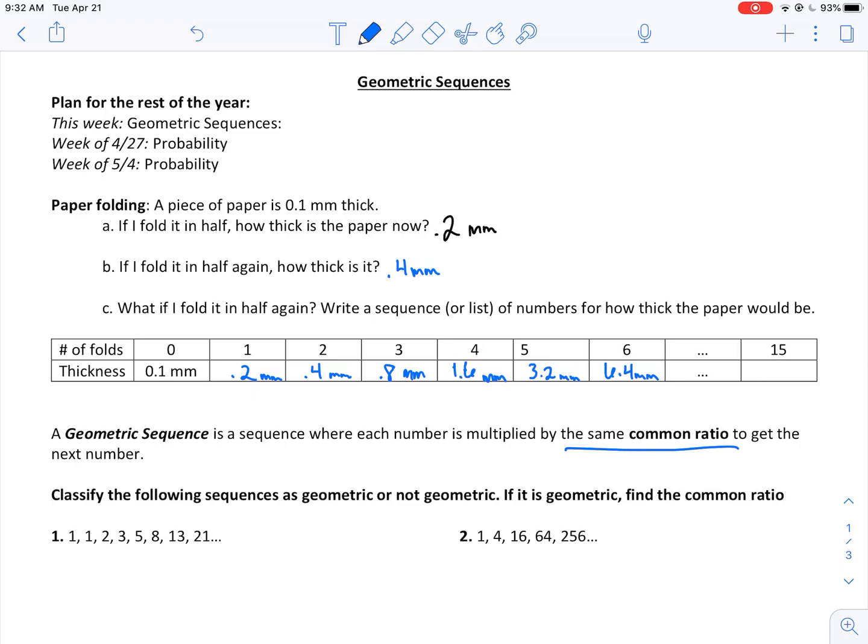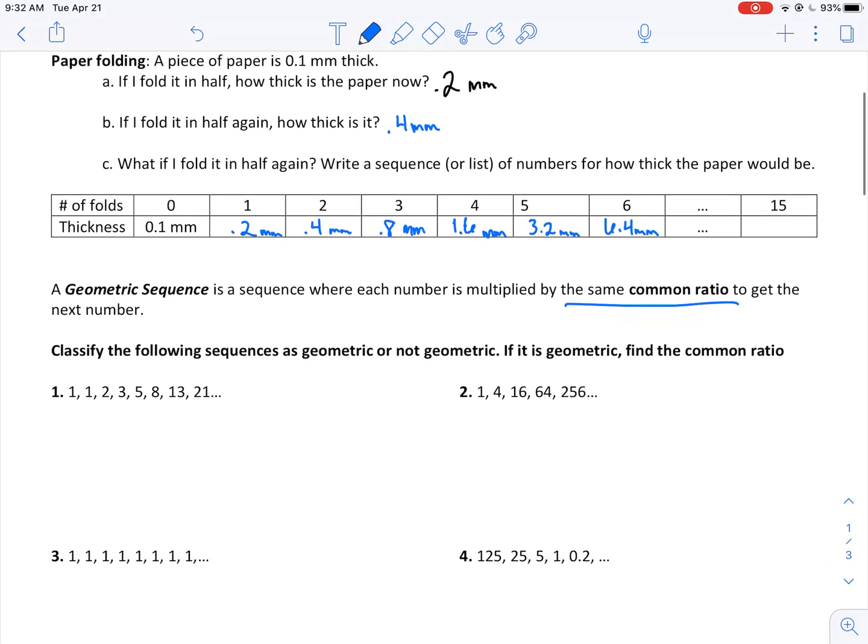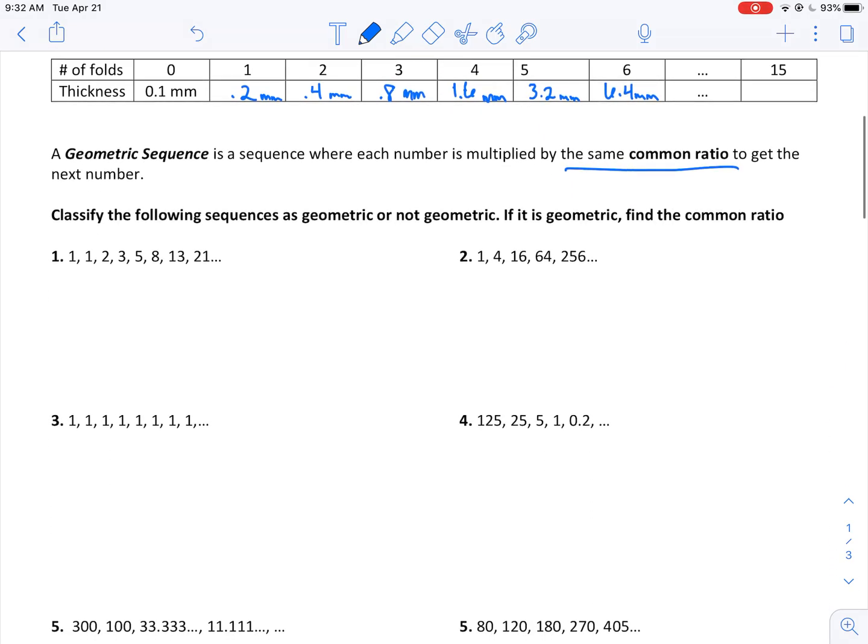But what's going on here with these numbers? Well, I keep multiplying them by 2. It keeps getting twice as thick, that piece of paper. We're going to be talking about geometric sequences all week. A geometric sequence is a sequence where each number is multiplied by the same common ratio. I keep multiplying by the same number each time to get the next number.